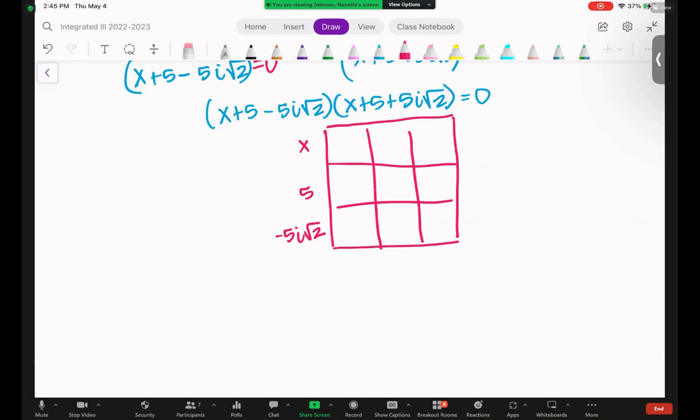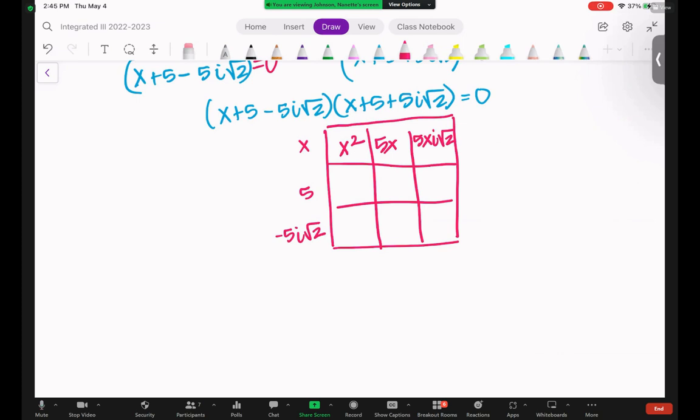Okay. So x times x is x squared. 5 times x is 5x. 5i root 2 times x. Now just keep this right. It's 5xi root 2. Now some of you are like, but Miss Johnson, I put the x after the i. That's fine. As long as everybody who's outside that square root is outside and everybody inside is inside, you're fine.